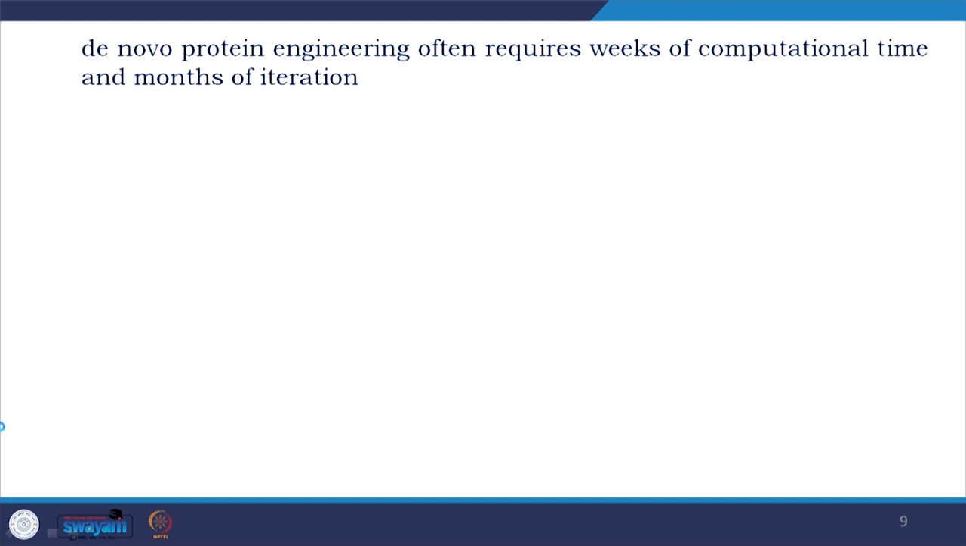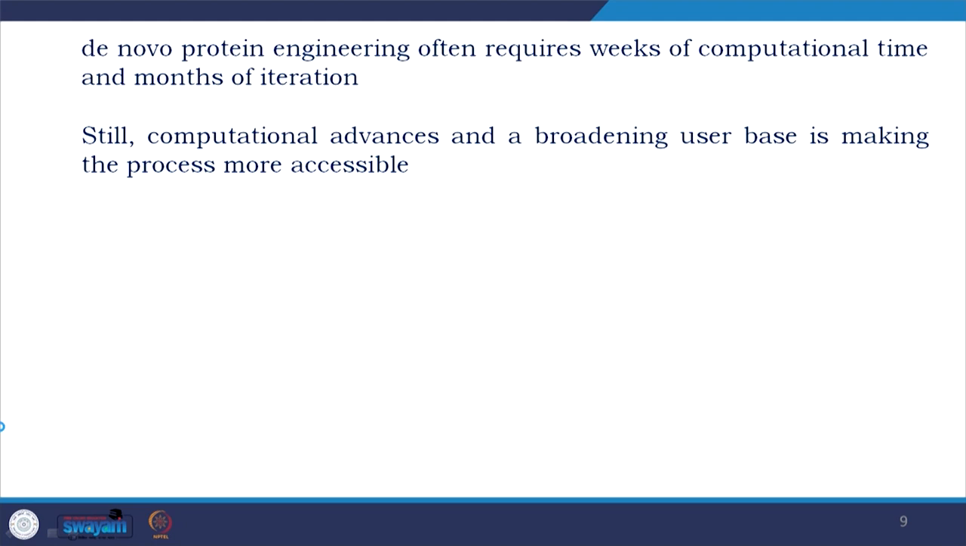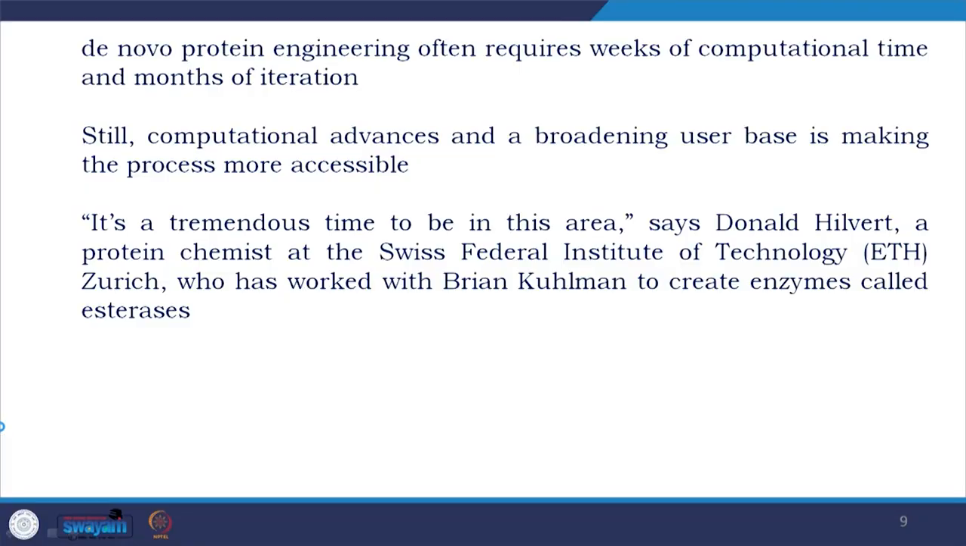De novo protein designing or protein engineering often requires weeks of computational time and months of iteration on it. With computational advances and a broadening user base, the process is becoming more accessible now. So, with computational power increasing day by day, protein designing is becoming much more possible. As told by Donald Hilvert, a protein chemist at the Swiss Federal Institute of Technology, ETH Zurich, he termed this area as going through a tremendous time. Donald Hilvert also worked with Brian Kuhlman to create novel enzymes called esterases.